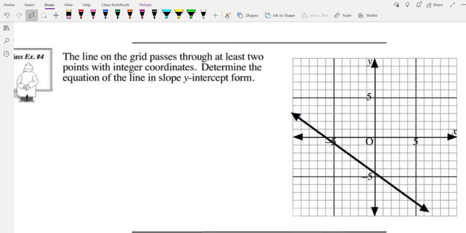Here, we're given a graph of a line and asked to determine the equation in slope y-intercept form, right? So this is exactly what you did in the last lesson. You're given a graph, come up with the slope y-intercept form, which is y is equal to mx plus b, right? So why, Mr. Dollywell, are you teaching this right now?